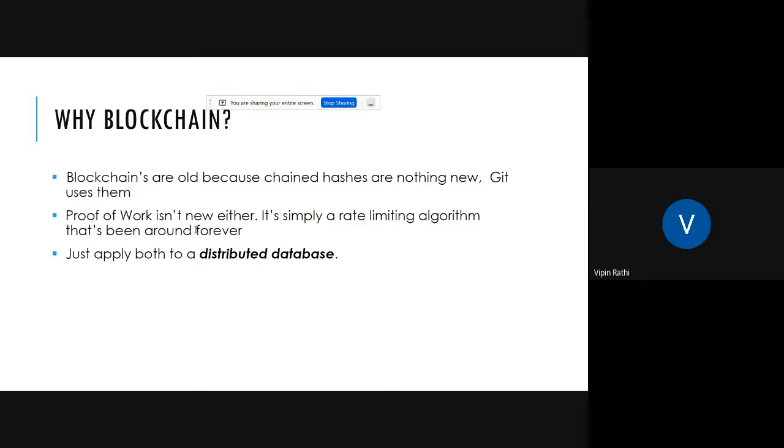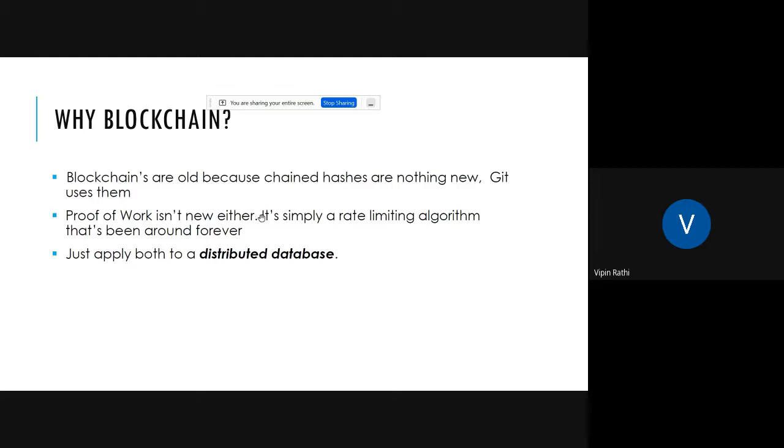One more question: blockchains are old, because these chained hash concepts are nothing new, right? Git anyhow uses them. We know the hash Merkle tree concept in GitHub, right? It's already there. Proof of work is also not new. Any consensus is also not new. We are already using a lot of consensus, and proof of work was the first one that came up with Bitcoin. It's simply a rate limiting algorithm that's already there. And let's connect these two concepts in a distributed database. That's enough to make a blockchain.